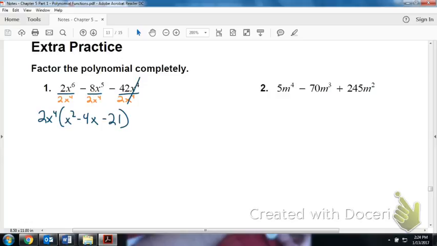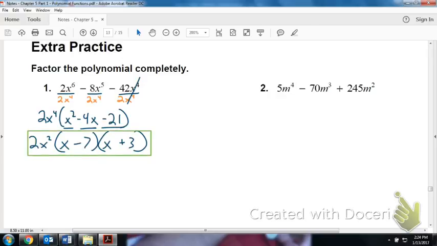So, x squared is alone. We're going to throw up parentheses. Two things that multiply to the left are x and x. Two things that multiply to the right, but add to the middle, negative 21, I'm going to say negative 7 and 3. So it's negative 7 and positive 3, because negative 7 times 3 is negative 21. Negative 7 plus 3 is negative 4. And that is your completely factored form.